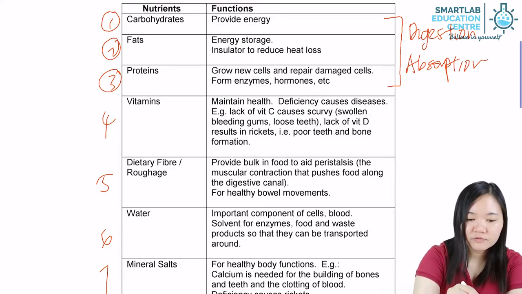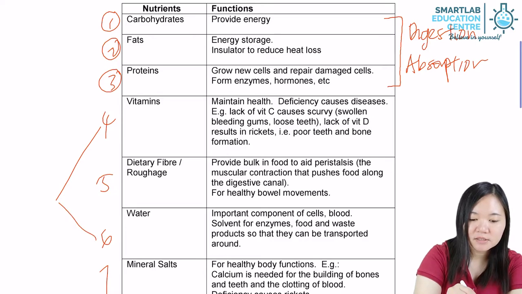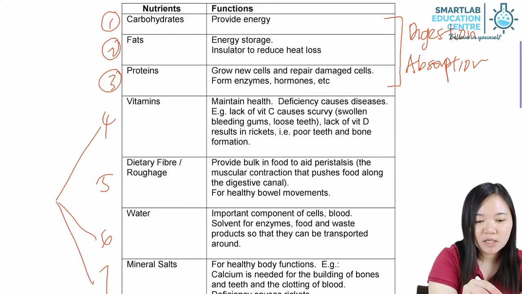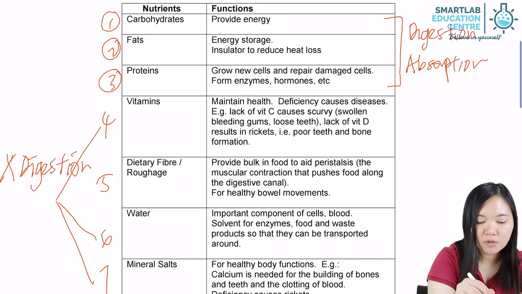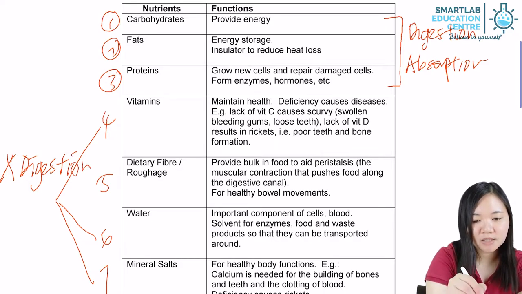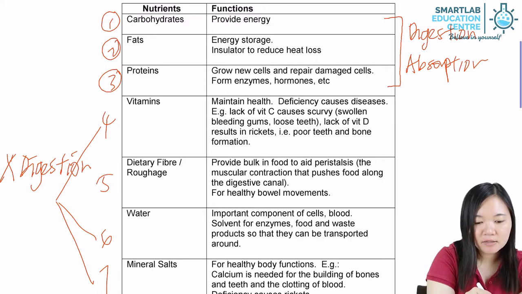Groups 4, 6, and 7 are a type of group where the nutrients are not digested because they are small enough to be absorbed. There's no need to break them down into smaller pieces anymore. They are small enough to pass through the partially permeable membrane. And of course, they will be absorbed.